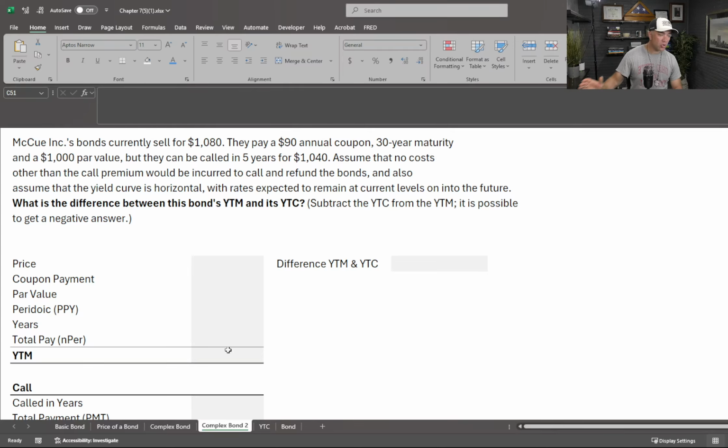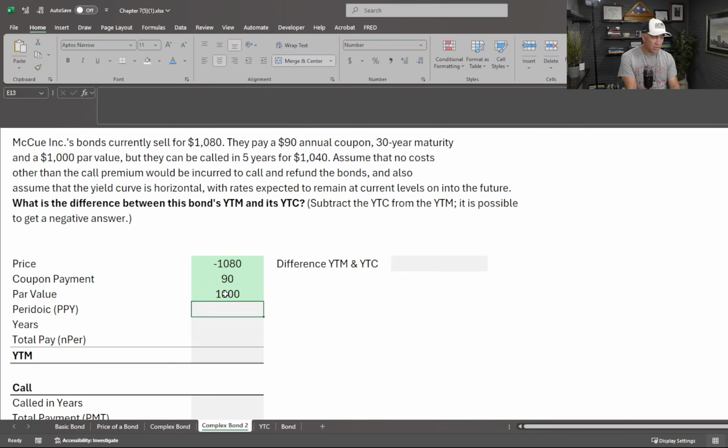All right, next is McHugh's Incorporated bond currently sells for 1,080. I'll plug that in. 1,080. Coupon payment, that already has it. It's an annual payment of 90. So just keep that in mind. We don't have to calculate it. They just gave it to us, and keep in mind it's an annual payment. So it's not twice a year or every 12 months or anything like that.